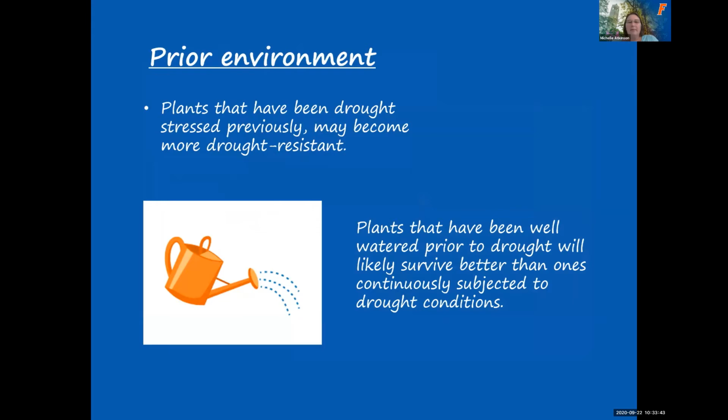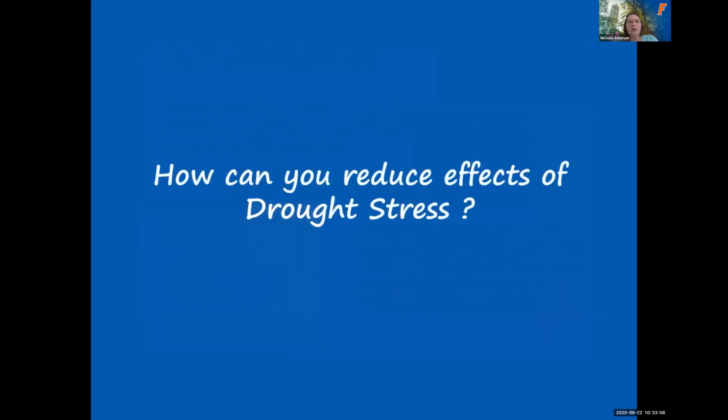If a plant has been in a drought stressed situation recently, then it's more likely to go right back into that situation if we're not careful, keeping an eye on it. So if we've had that situation, we want to protect our plants for a while until they recover from it.